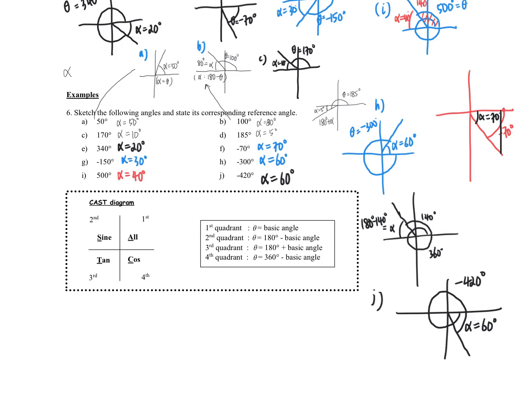For D, is it 185? Yeah, correct. Okay, so anything in the first quadrant, the basic angle is the angle. Anything in the second quadrant, the basic angle is always 180 take away your theta. So that's why they write here.